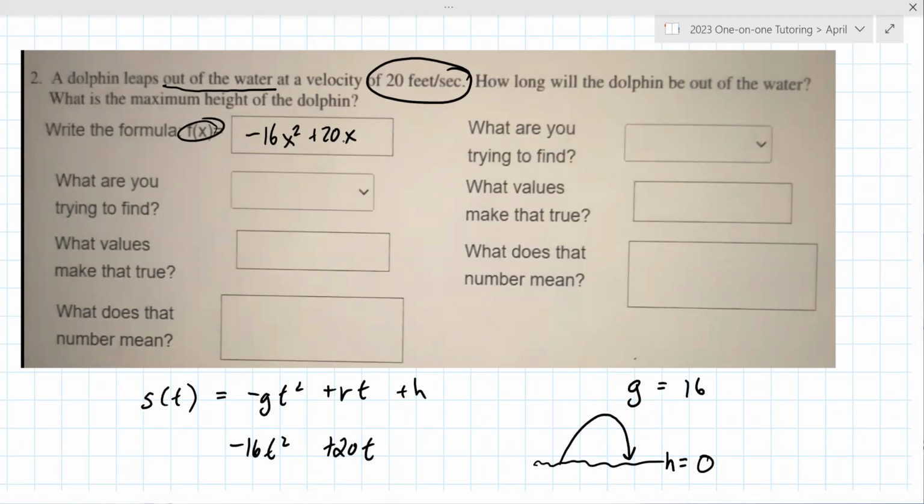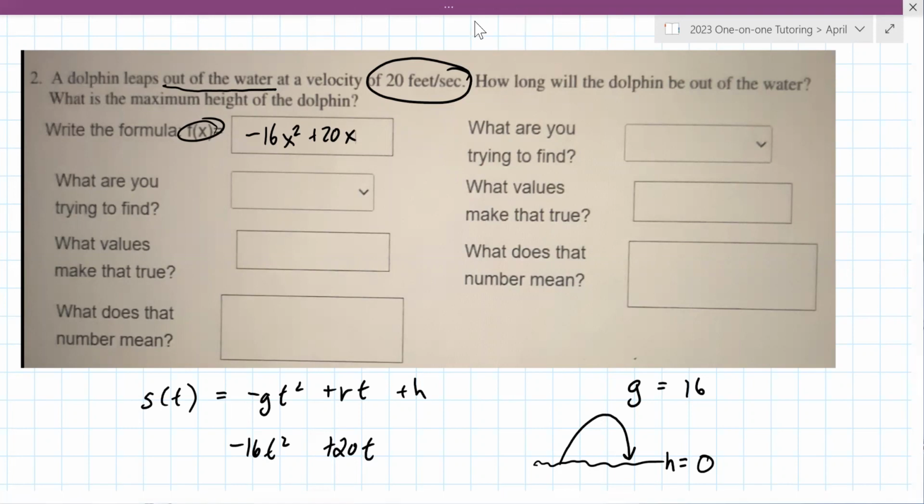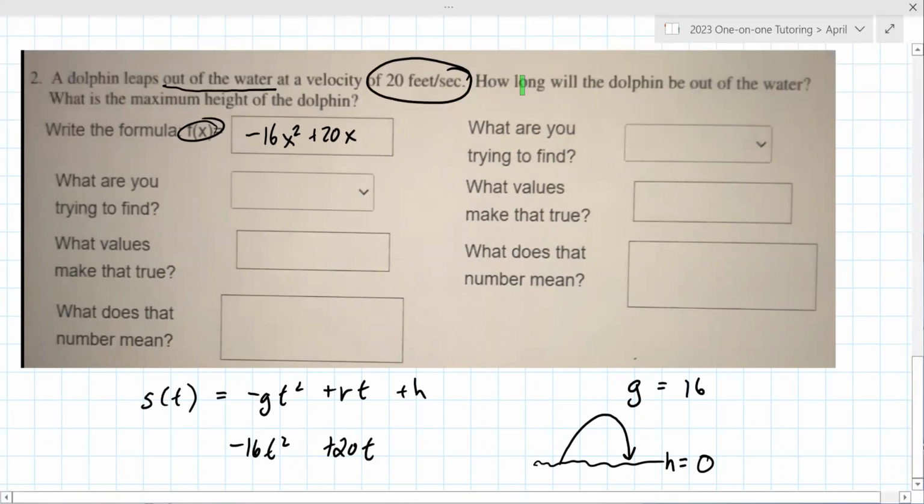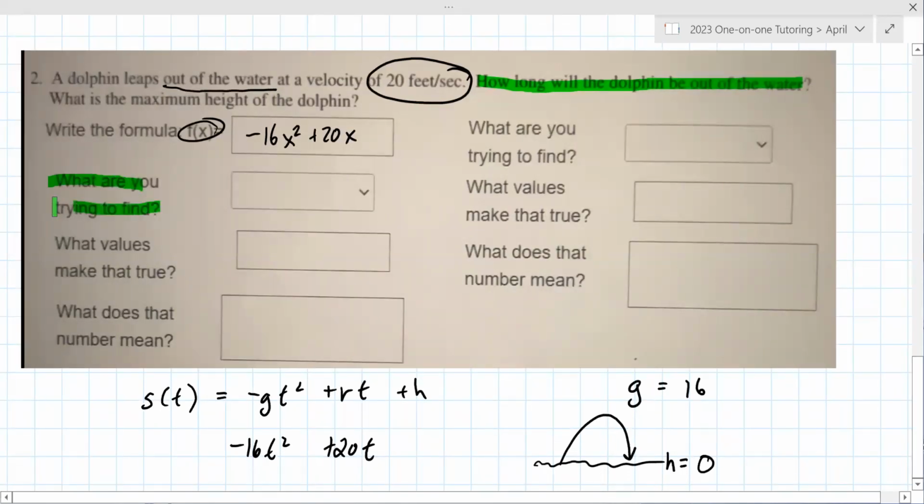Why is there a duplication of these three questions? Oh, I'm sorry. There's two questions here. That's why. All right, so we'll look at the first one. How long will the dolphin be out of the water? So that's these three questions on the left here.